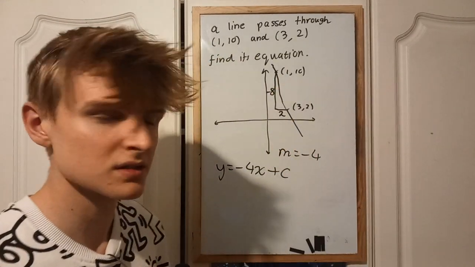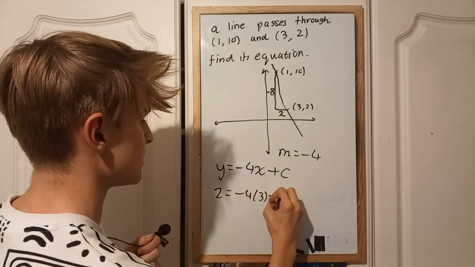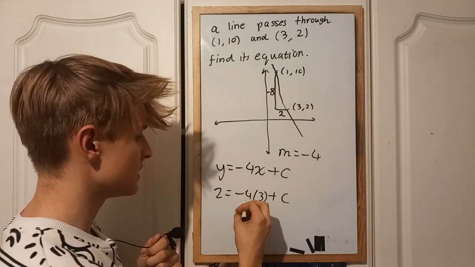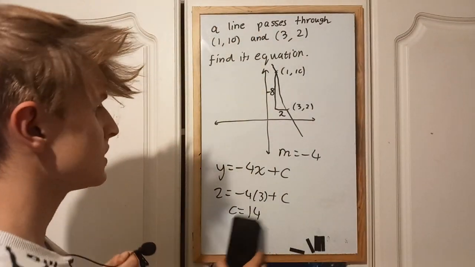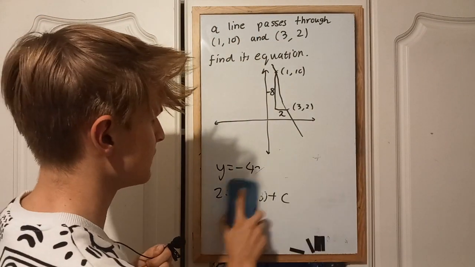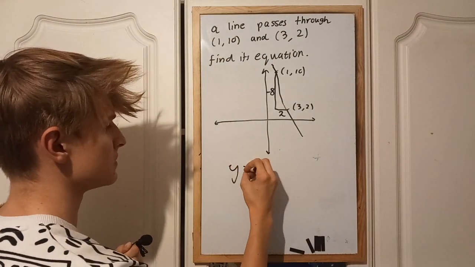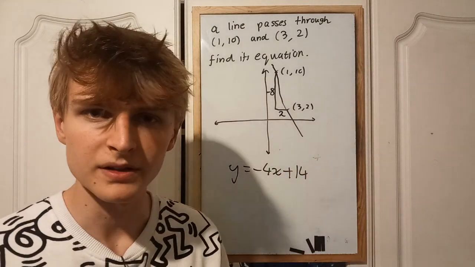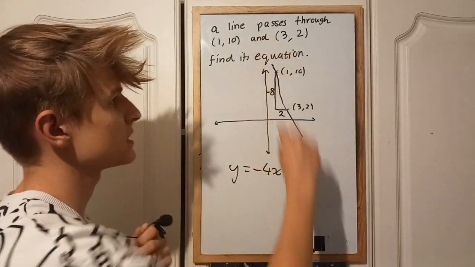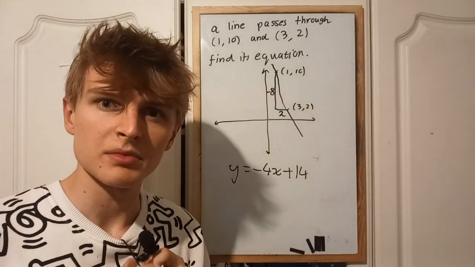Let's use 3, 2, nicer numbers. So we get that 2 needs to equal -4 times 3 plus c. This quite easy equation gives c equals 14. So in other words, we have our y-intercept and our gradient, which means we can form the equation of this line, which is y equals -4x plus 14. Very nice. And we see that we've got a very positive y-intercept, which is what we expect, and a negative gradient, which is also what we expect. On to the next one.